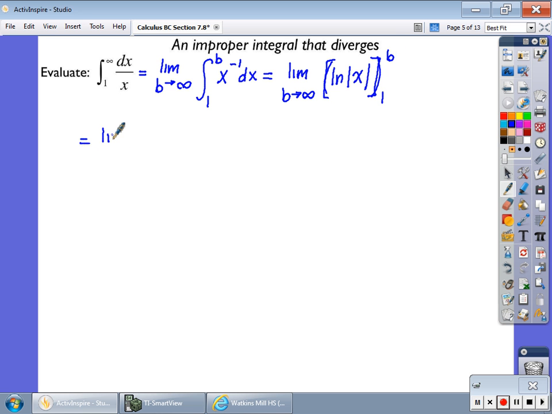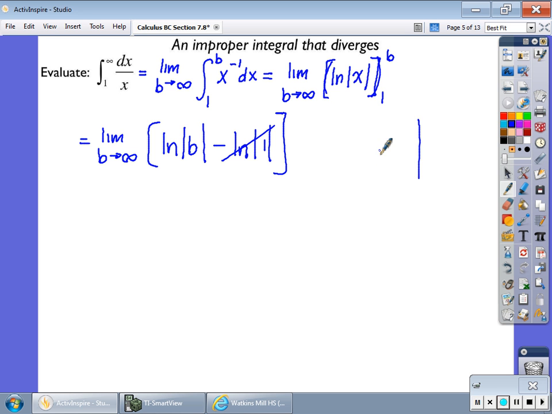So this is the limit as b approaches infinity of the natural log of the absolute value of b minus the natural log of the absolute value of 1. Natural log of 1 is 0. And so think about, as b approaches infinity, what is the natural log doing? Natural log looks like this. And so as you approach infinity, the natural log keeps on growing. So this is equal to infinity, and therefore this integral diverges.